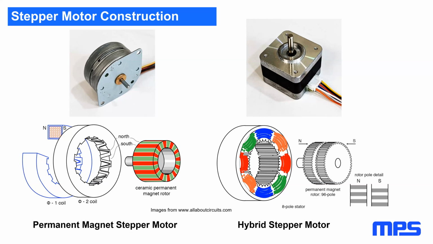Hybrid motors use a two-section iron rotor with small teeth and a magnet inside that makes the teeth on one section all north poles and the teeth on the other all south poles. The two sections are offset, and then coils are wound on pole pieces that also have teeth.